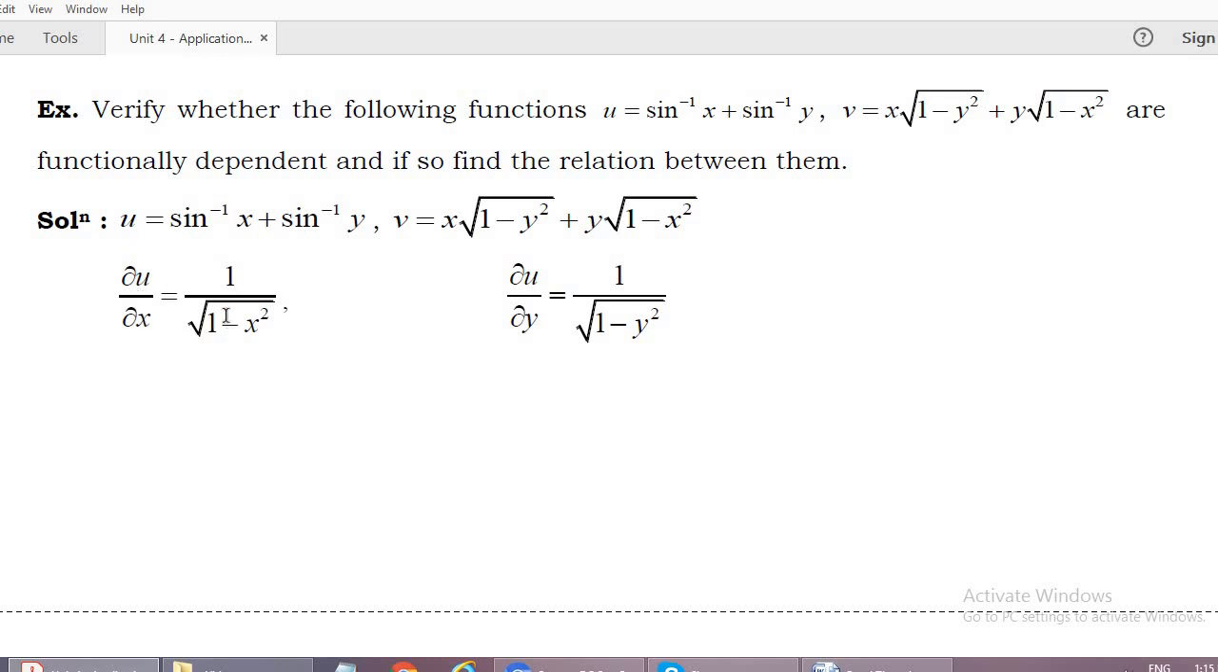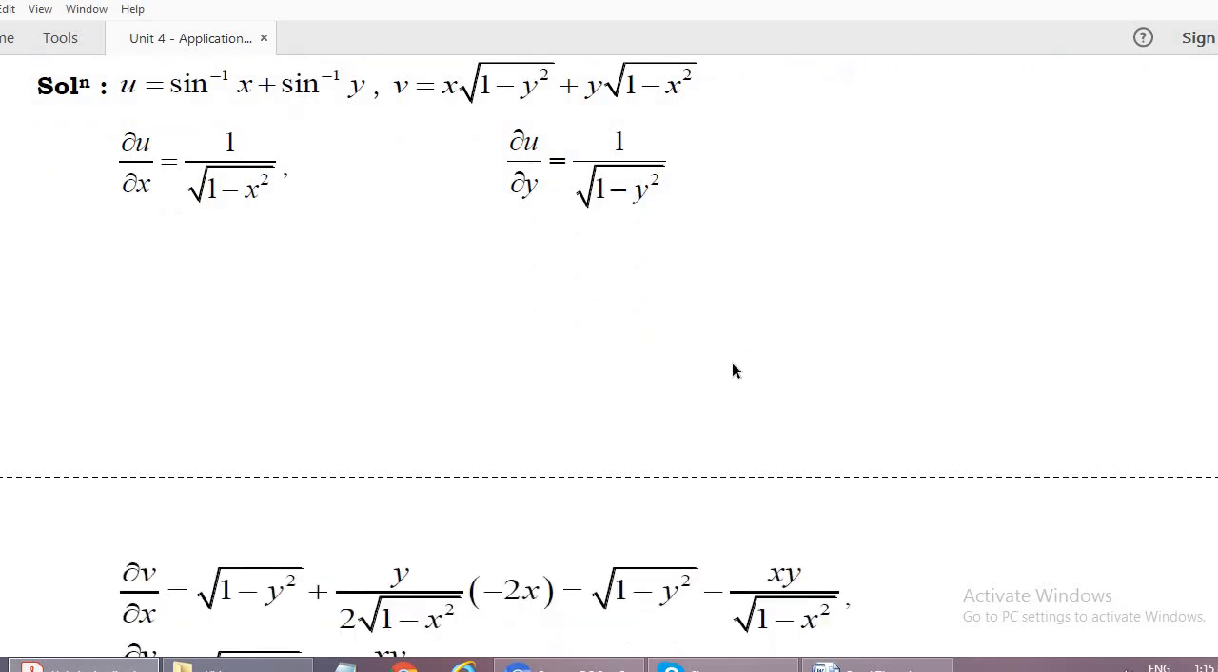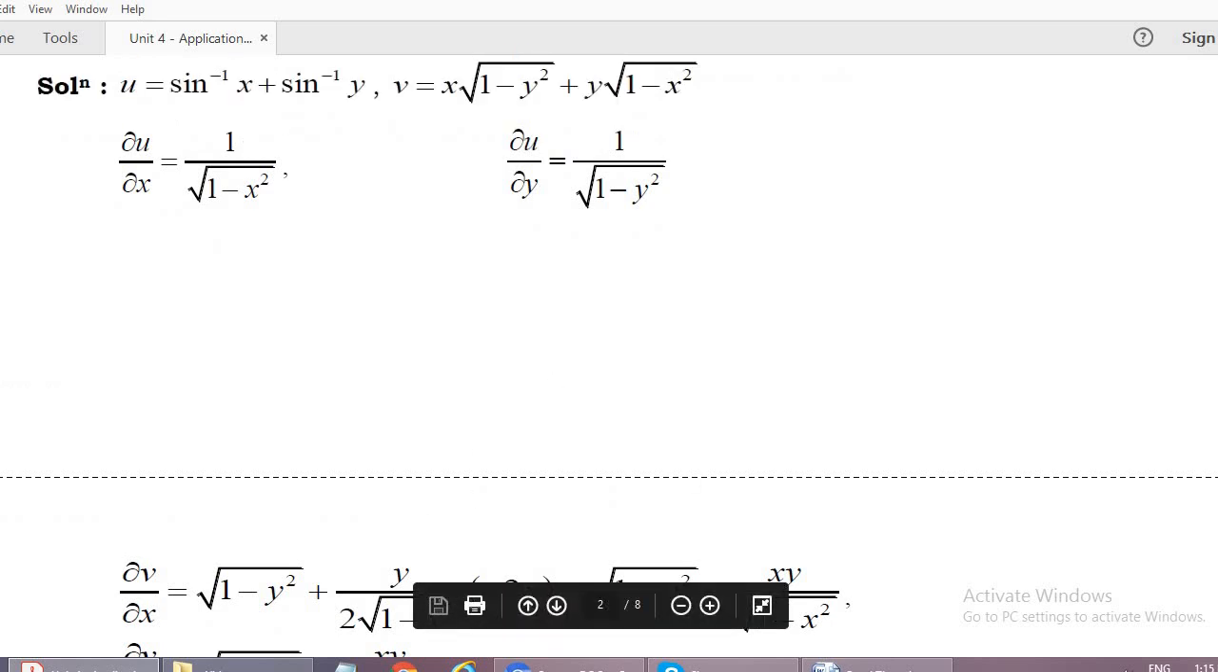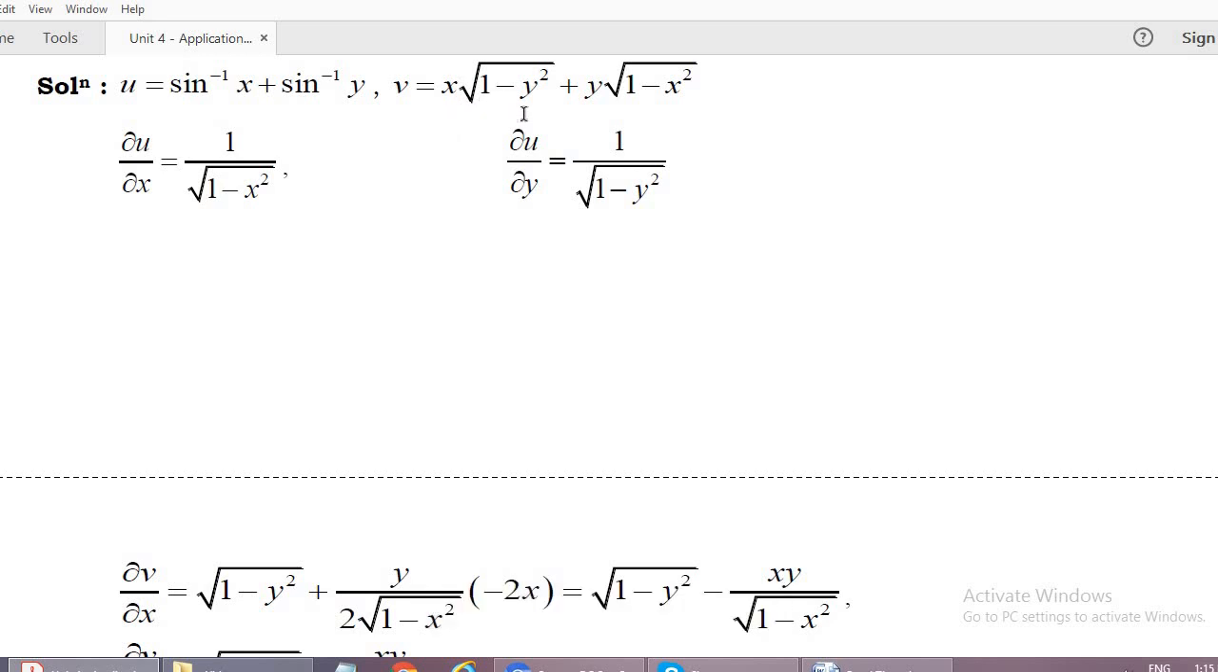So these two are easy. The derivative of u partially with respect to x is 1 upon square root of 1 minus x square. Similarly, del u by del y equals 1 upon square root of 1 minus y square. Again, del v by del x: differentiating v partially with respect to x, we get square root of 1 minus y square plus y times 1 upon 2 square root of 1 minus x square into minus 2x, and that comes as square root of 1 minus y square minus x into y upon square root of 1 minus x square.